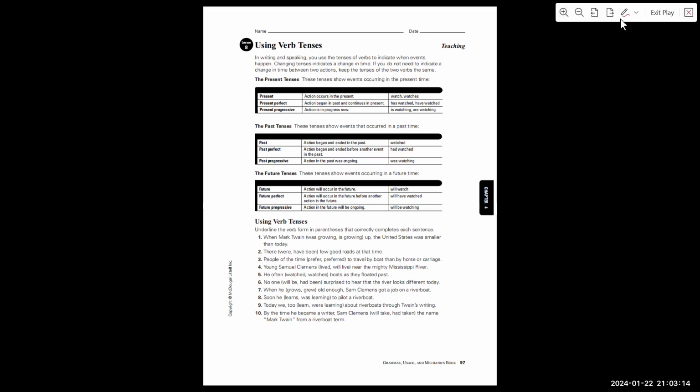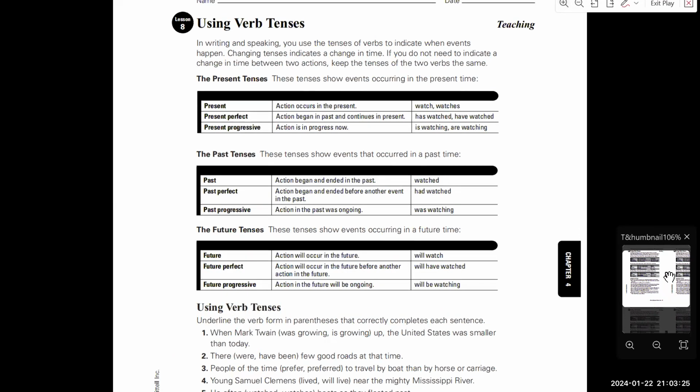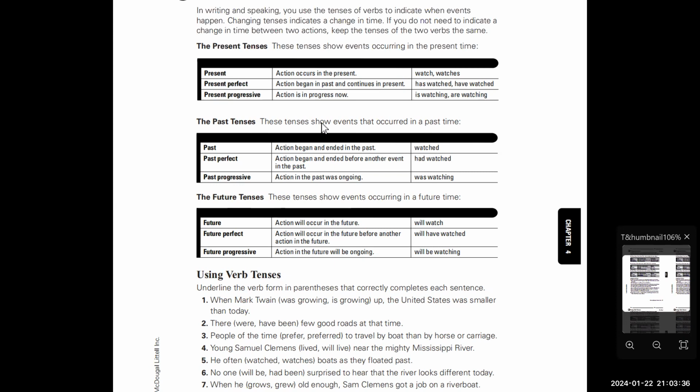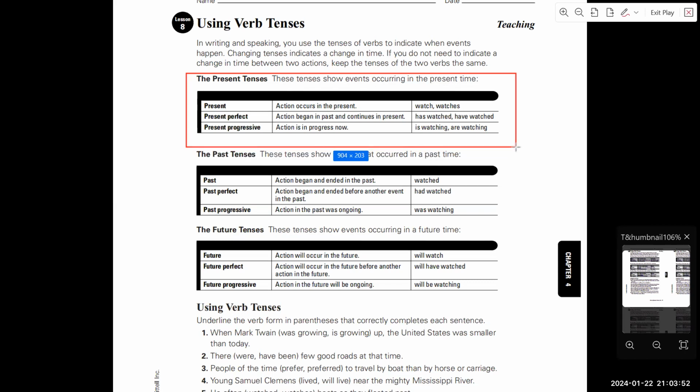Okay, so for tonight, I told you last time that I will still continue this lesson, but for tonight, we will read all of the verb tenses and then we will answer an activity for that, okay? So these are all the tenses. Let's start with the present tenses. Let's review first and then we will answer the activity below.